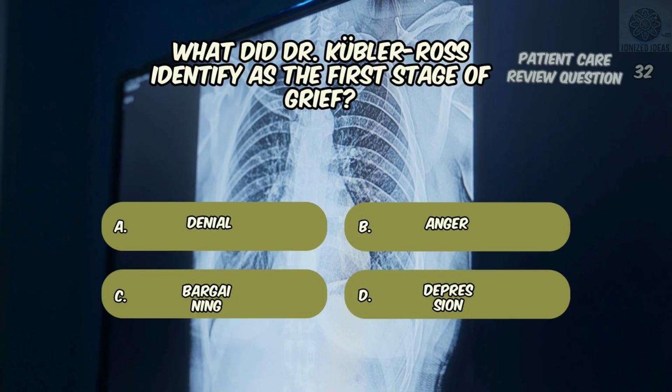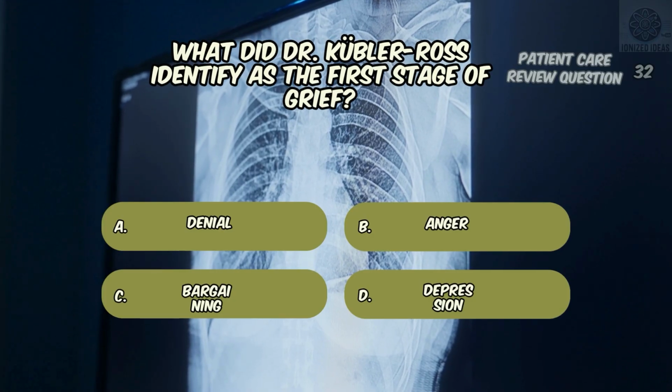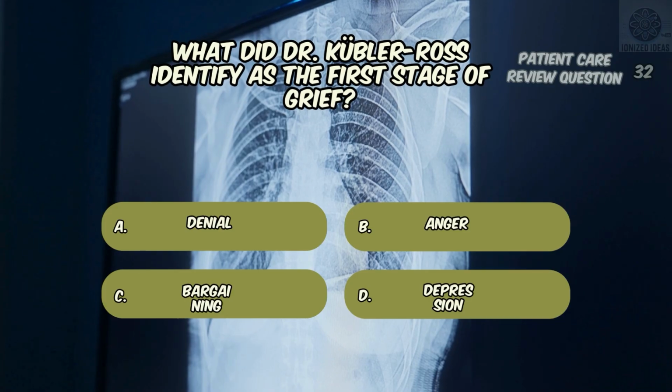What did Dr. Kubler-Ross identify as the first stage of grief? A. Denial. B. Anger. C. Bargaining. D. Depression.